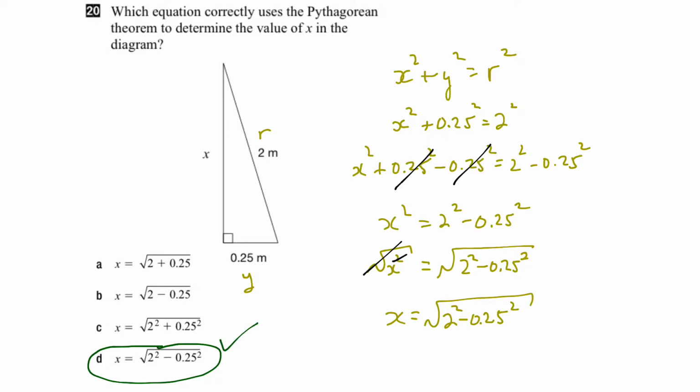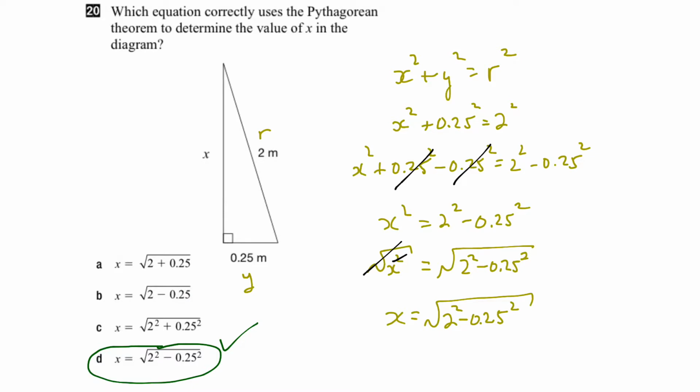Now there's just one thing we do need to point out. You'll notice here when we took the square root of x squared, it just became an x. Well, we can't do that on the right side for the 2 squared and the 0.25 squared because they are subtracted from one another. That's why B is not the right answer.